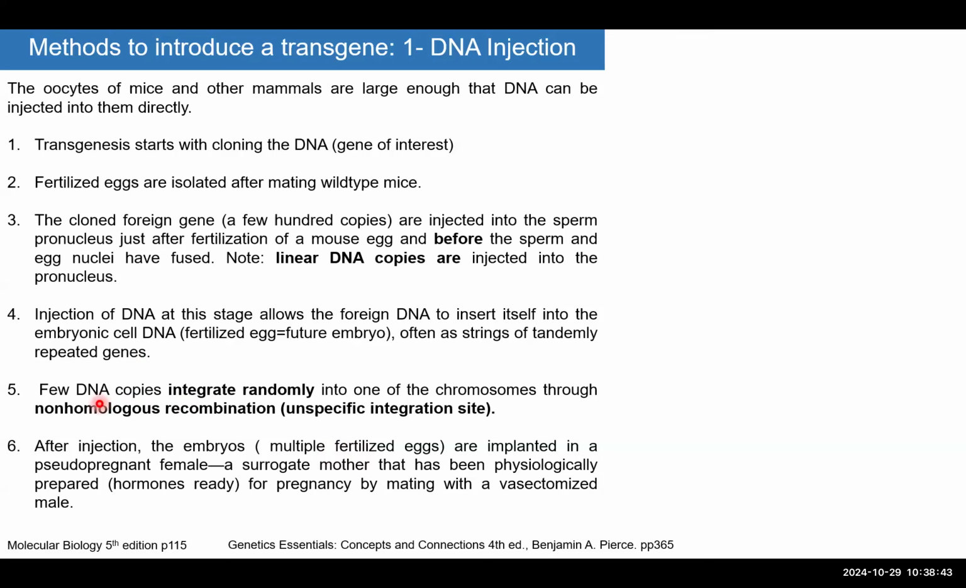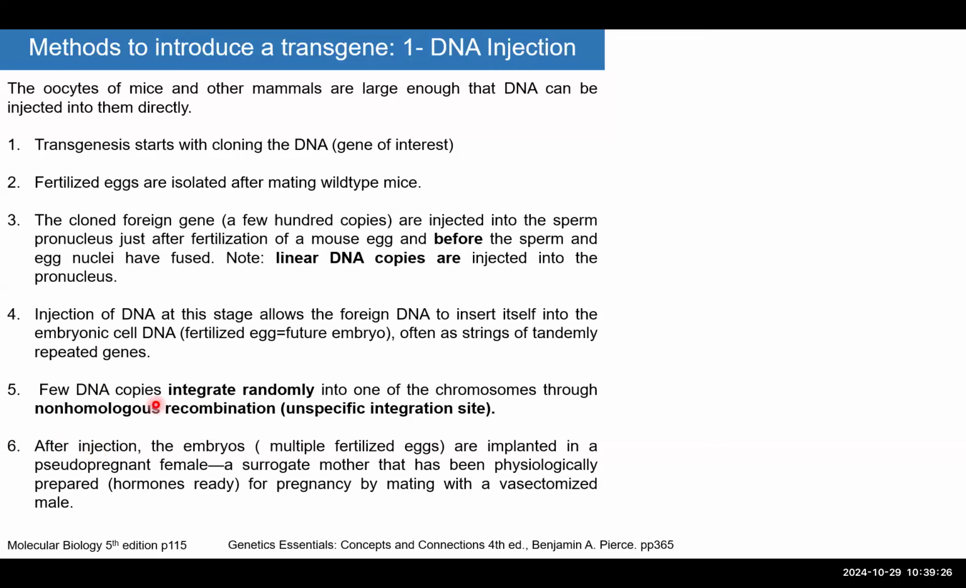Now, the only disadvantage of this process is that the DNA copies integrate randomly. So you don't know. Obviously, we can know where they are inserted, but we cannot decide where they will be integrated in the genome. They will be integrated into the chromosomes through non-homologous recombination, so it's an unspecific integration site. Therefore, one of the issues that you can imagine is that our gene might be inserted somewhere that is essential and could create a problem for other genes. Okay, so this has to be taken into consideration.